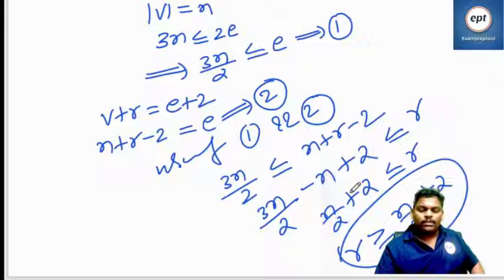Number of vertices are n. So minimum degree is 3. So 3n is less than or equal to 2e, so 3n/2 is less than or equal to e. That is the first one. Because it is a planar graph, the second one is n plus r minus 2 is equal to e. It is the second one.